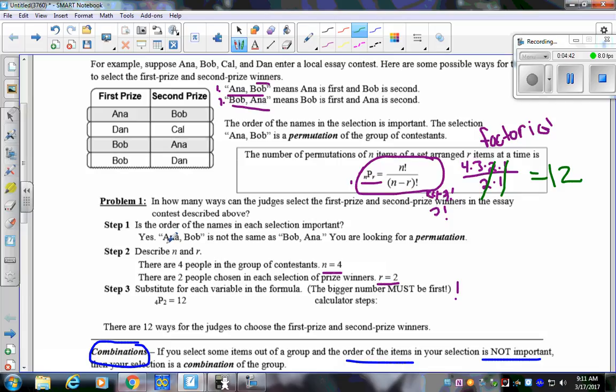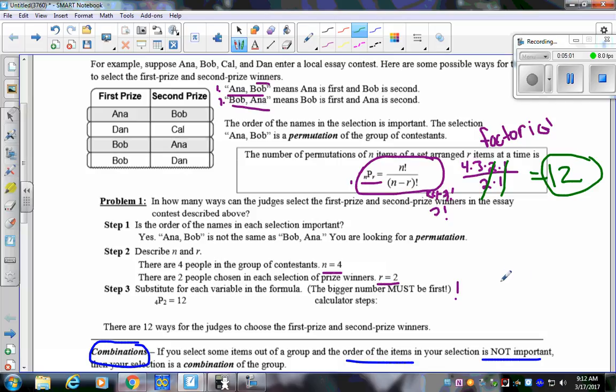And this is a small enough scenario where you could actually list them all out. Anna, then Bob, Anna, then Cal, Anna, then Dan, Bob, then Anna, Bob, then Dan, Bob, then Cal, Dan. You get where I'm going with that, okay? But we're going to be working with some bigger numbers where that could just be quite irritating and on the verge of impossible.